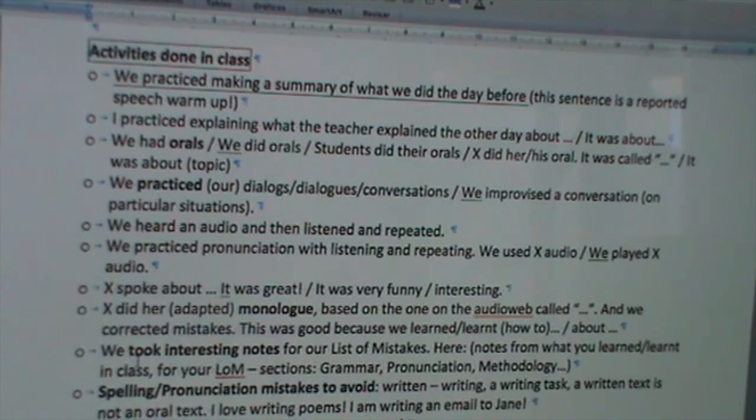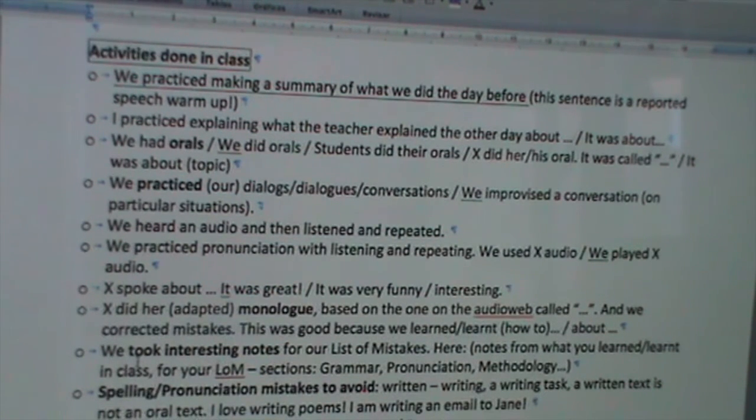Or I practiced explaining what the teacher explained the other day about whatever. Or I practiced explaining what the teacher explained the other day. It was about, she talked about, podríais añadir, ¿no? She talked about.